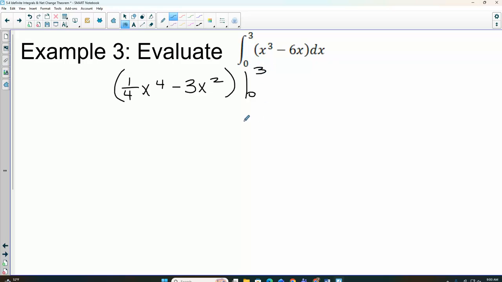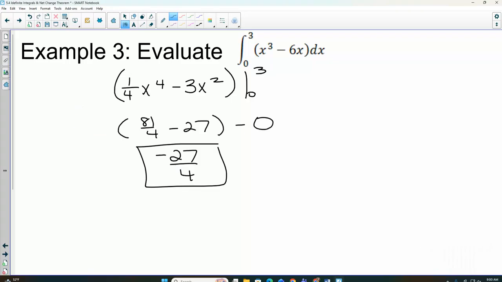Do you have an antiderivative of 1/4 x to the 4th minus 3x squared? And this one was not an indefinite integral because I did give you numbers. So we plug those in. Alright, I am actually going to skip example 4. It involves one of those inverse trig functions and I didn't make you memorize those. So I'm going to go to example 5.